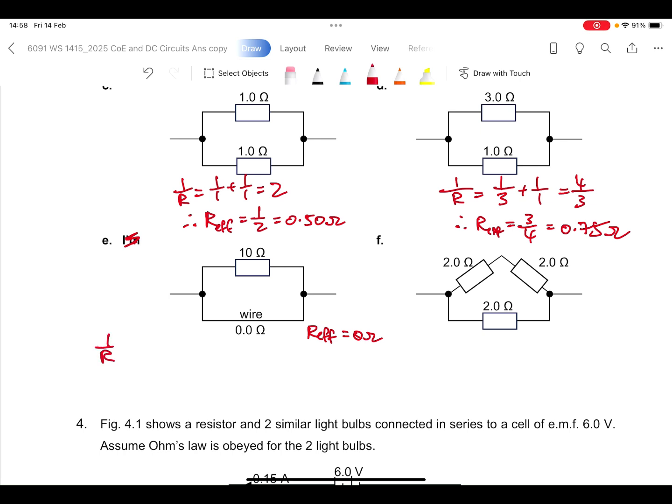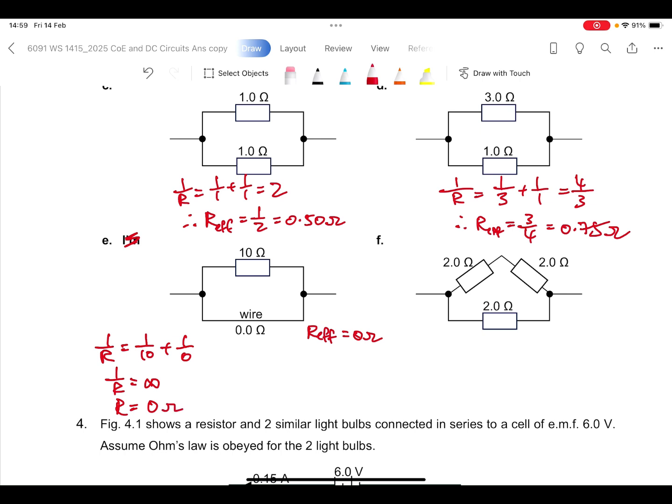Effective resistance, 1 over R is equal to 1 over 10 plus 1 over 0, and we know that 1 over 0 is actually infinity. So 1 over R is infinity, and therefore R is equal to 1 over infinity. If 1 is divided by infinity, you get 0.